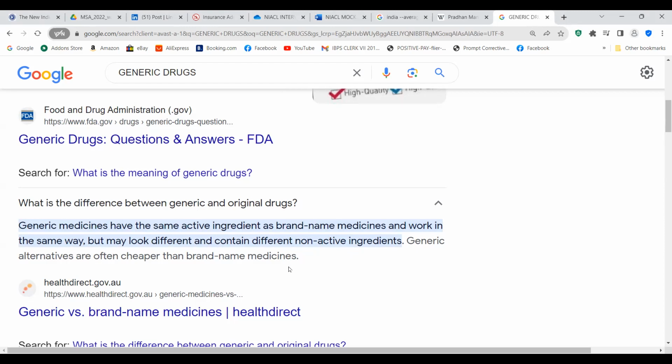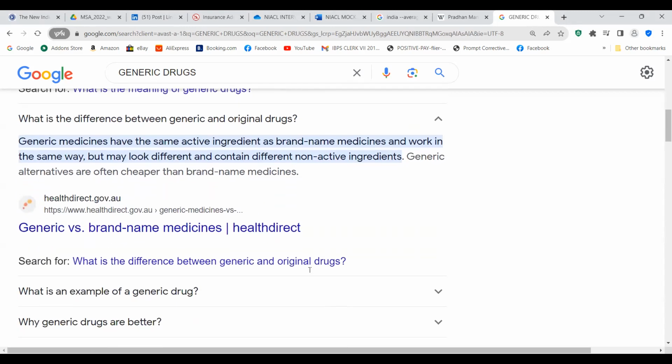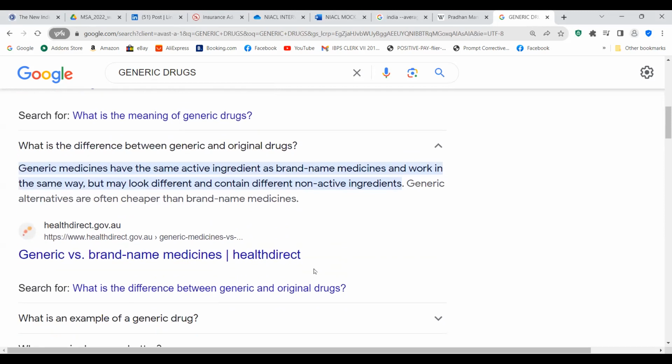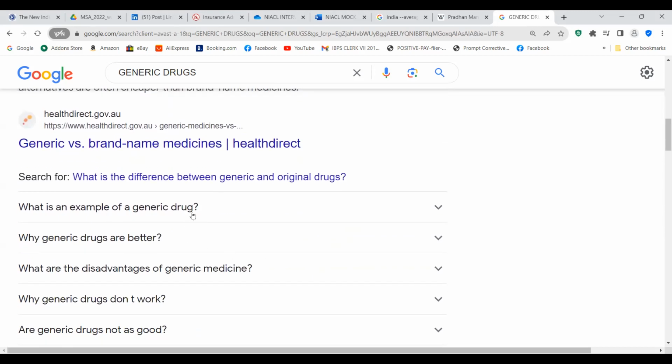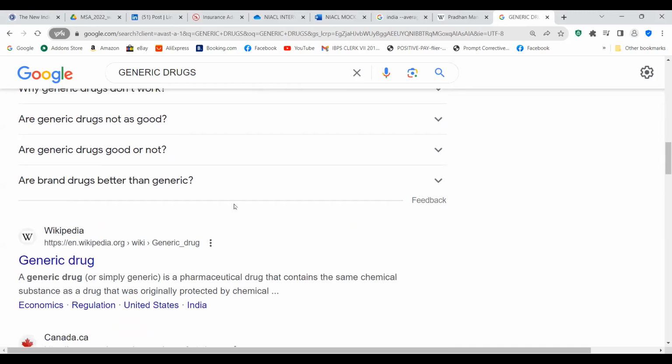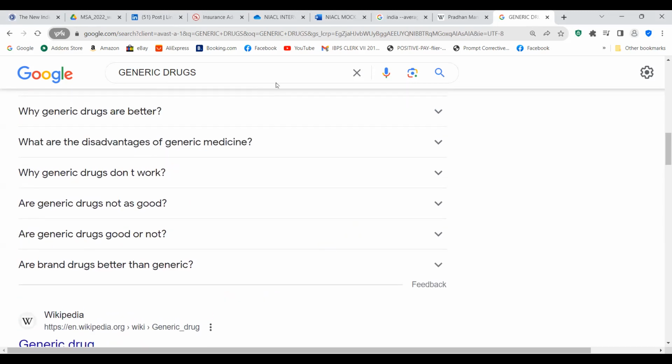Brand name means like Pfizer? What are the other companies in medical line? Medical companies. You must know. Cipla, Sun Pharma. You must know at least 5 companies. Okay, and you search like this in Google and get all these questions and answer them. Be ready to answer them. This question I expect. What is generic drug? This alone is not sufficient.